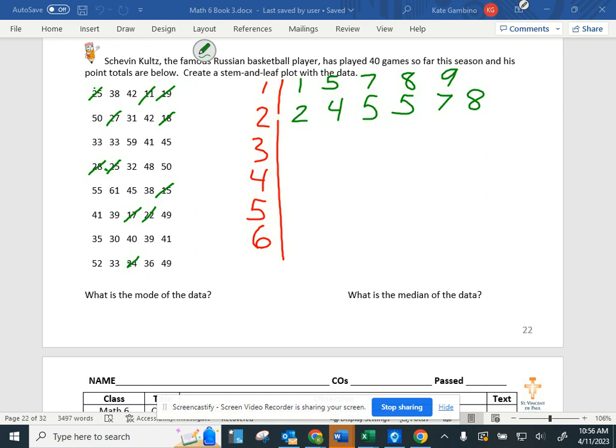Once you're finished with your stem-and-leaf plot, you're going to answer your questions at the bottom. This is a one-page assignment. We did a lot of it together.